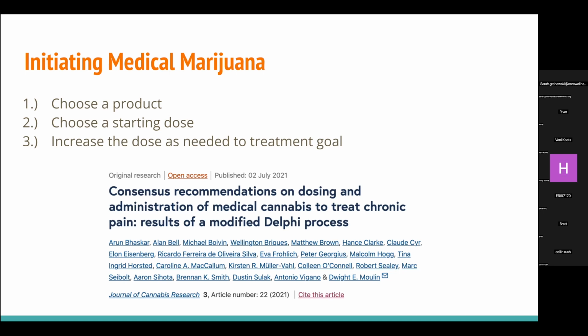You choose a product to start with. Whether that's a smoking product, a gummy, or sublingual or oral sprays, you just pick one formulation, choose a starting dose, and then increase the dose as needed to treatment goal or the max concentration. So it's 40 milligrams of THC that is really the cutoff there per day total. There are 3 different initiation protocols we'll go through. They're all from the Journal of Cannabis Research, and it was published in 2021, so pretty new.